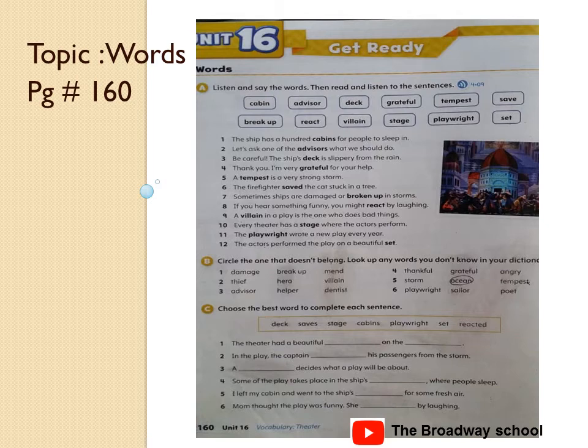Some of the play takes place in the ship's dash where people sleep. So where do the people sleep in a ship? In its cabins. I left my cabin and went to the ship's deck for some fresh air. Yes, the word is deck. Mom thought the play was funny. She dash by laughing. How do we know that someone is liking or disliking? From their reaction. Yes, so she reacted by laughing.